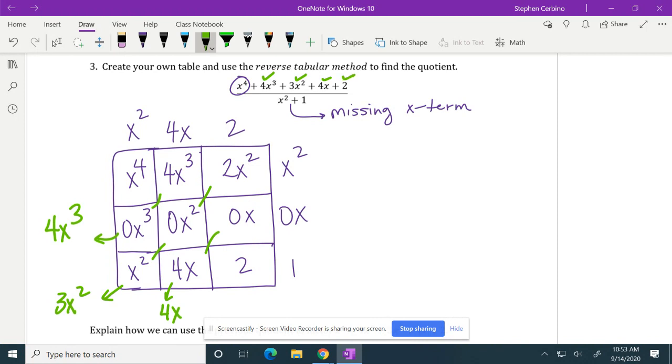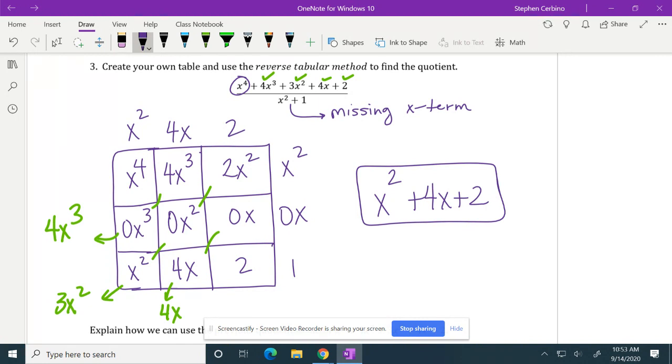So everything has been completed in this numerator. As soon as the numerator is completely completed in your boxes, you are done. So this answer is x squared plus 4x plus 2. So when I divide it here, I get a quotient of x squared plus 4x plus 2.